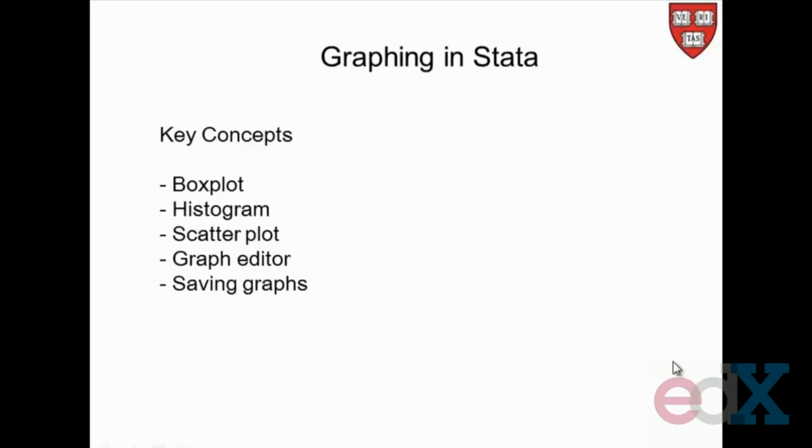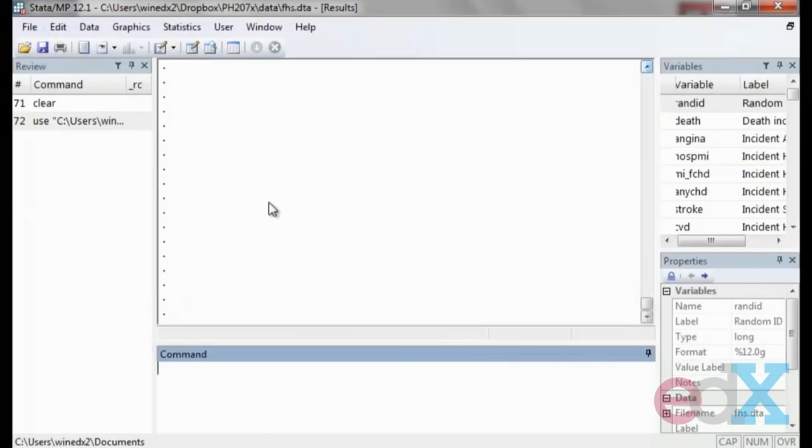As we learned in class this week, a picture is worth 1,000 words. So we're going to learn about graphing in STATA within this module. Specifically, we're going to look at how to make a box plot, a histogram, and a scatter plot. And then we're going to look at some things in STATA that allow us to make our graphs really pretty in practice. So the first thing you're going to want to do is open up the Framingham dataset in STATA.